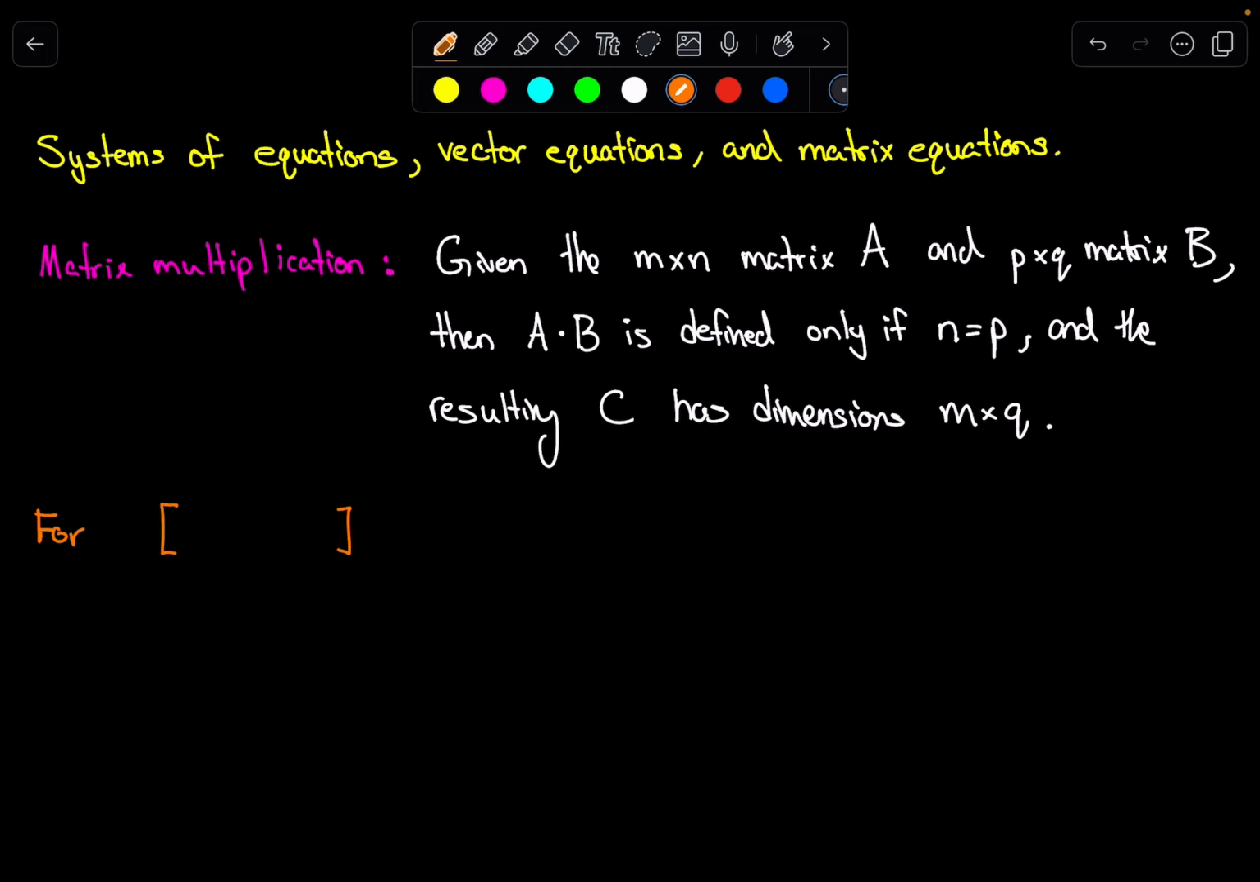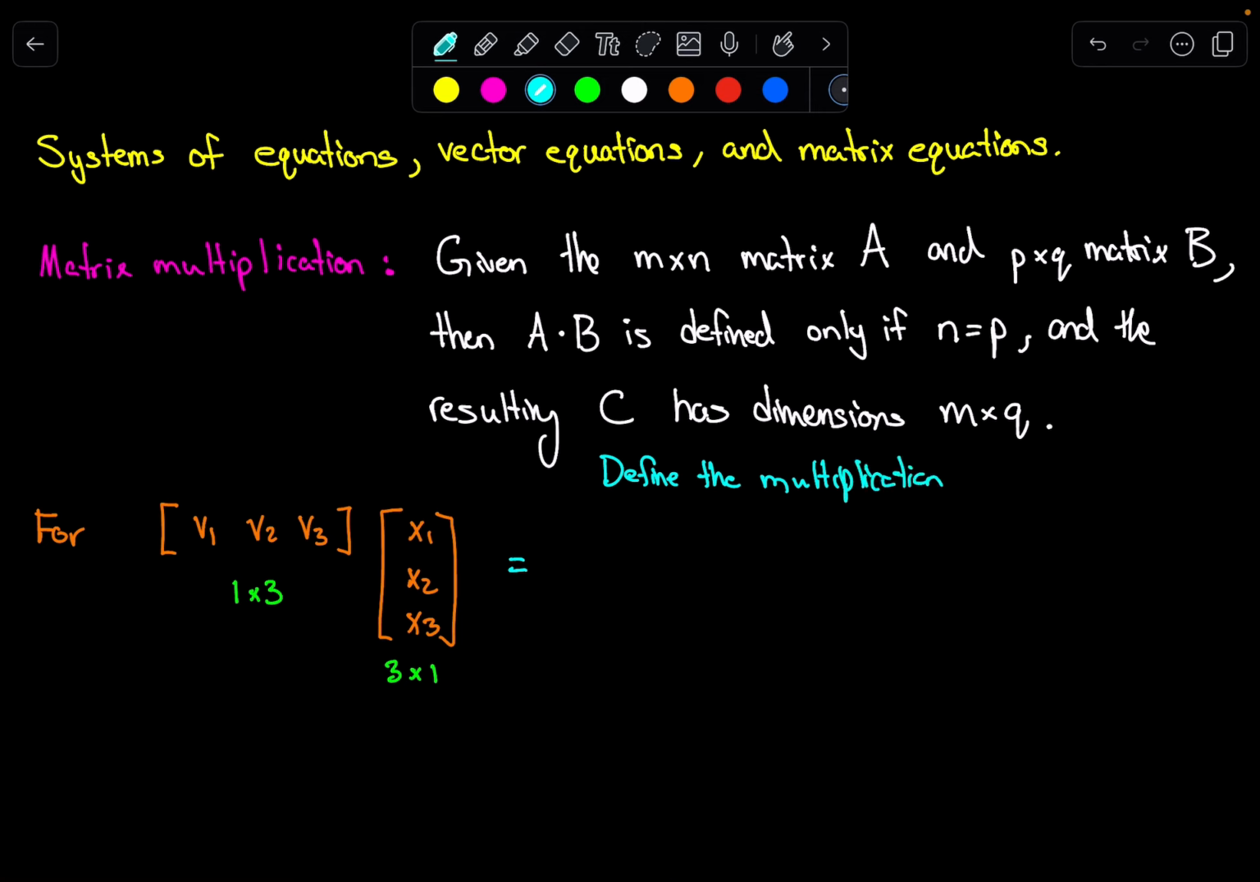So let's say I give you a matrix that looks like this, with a V1 in here, a V2 in here, and a V3 in here. And let's say I give you another one that looks like X1 and X2 and X3. Okay, and this is a 1 by 3, and this is a 3 by 1. So the result should just be one entry, essentially. And I'm going to define the multiplication using the dot product. What I mean is that this will only work out if we have a 1 by 3 and a 3 by 1.